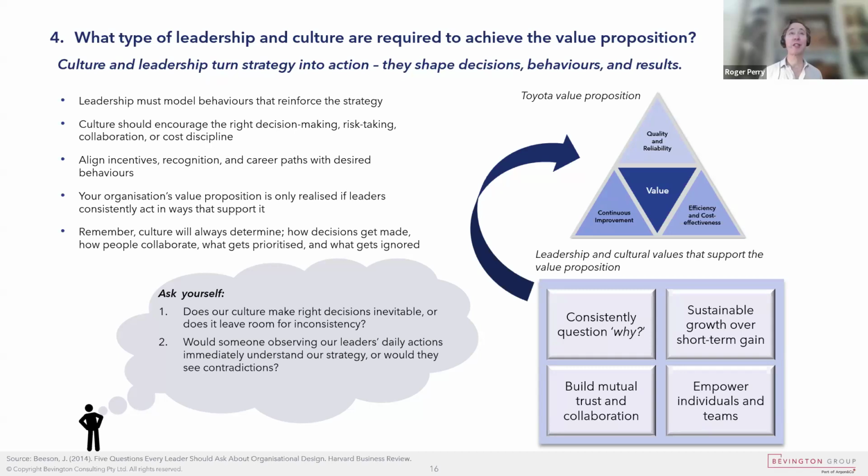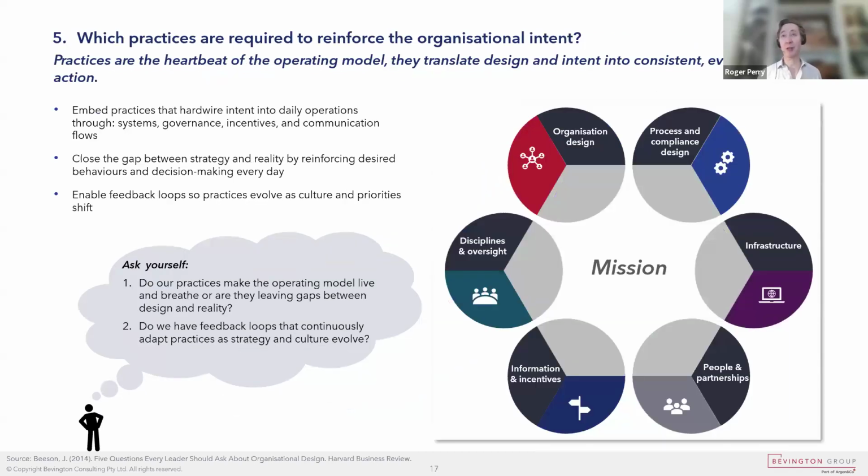Okay, so what type of leadership? And then what practices are required to actually make it all work. So the idea here is pretty straightforward. You've developed a structure that's consistent with the capabilities you need and consistent with your strategy. Okay, what are the other bits you need? And this is where an operating model is very handy.